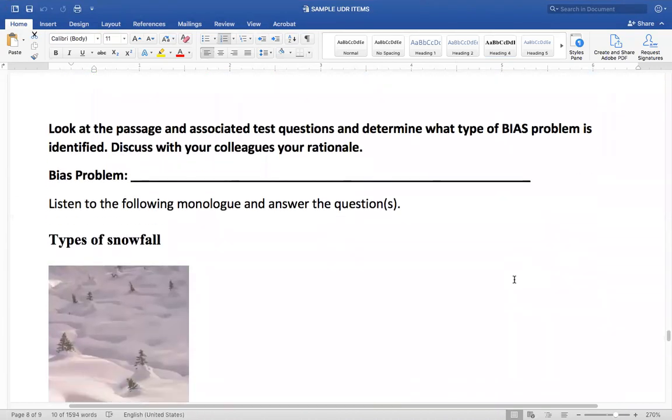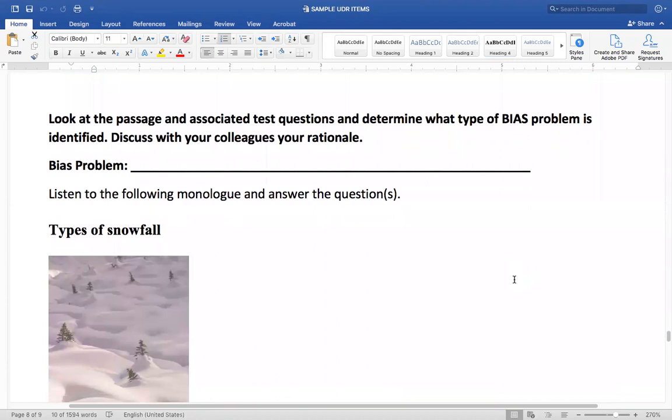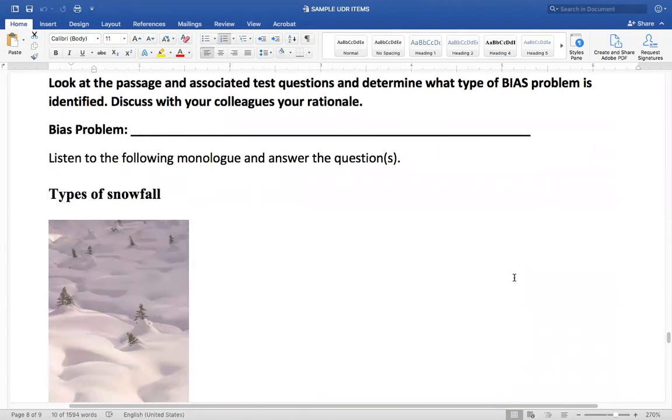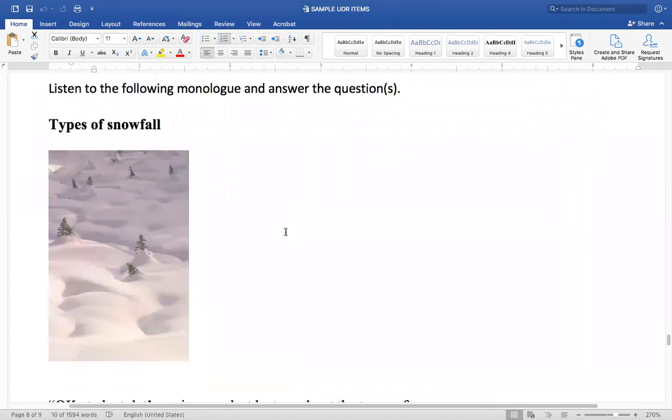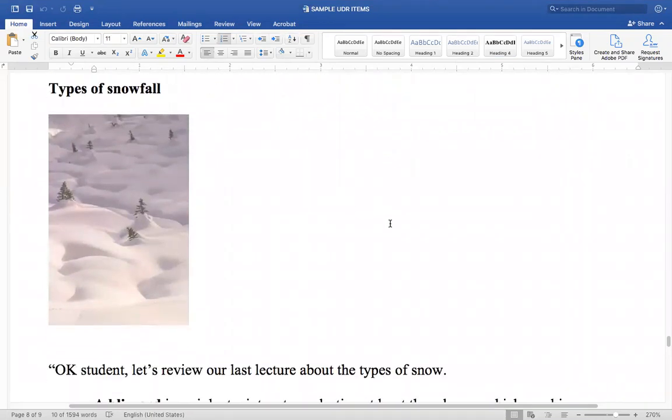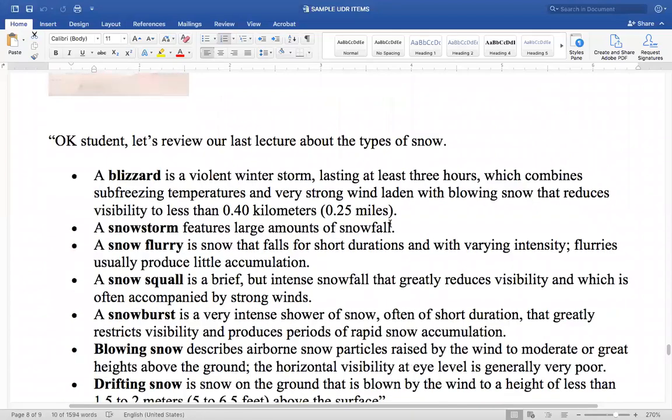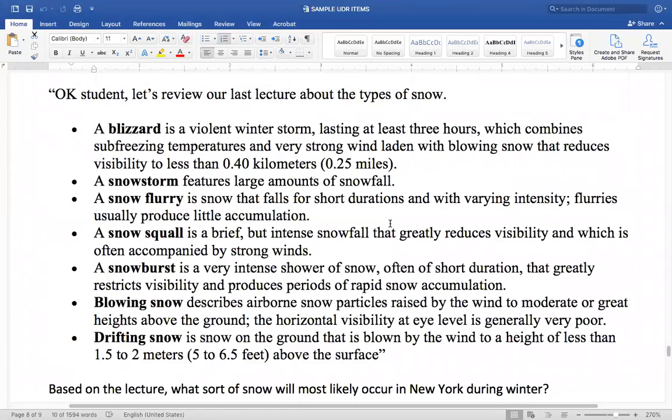Okay, here. Look at the passage and associated test questions and determine what type of bias problem is identified. So this is a listening task. Listen to the following monologue and answer the questions. So students are going to be listening to this. Types of snowfall. Let me read this very quickly.